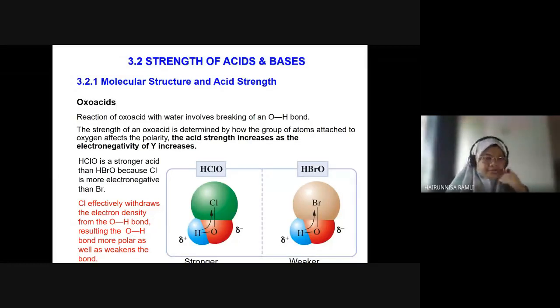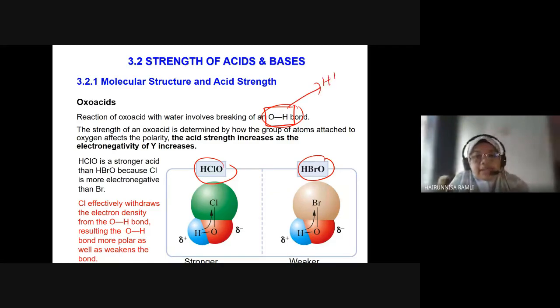Acids yang ada oksigen. So direction of oxo acid, water involved breaking of OH bond. Okay, HClO, HBrO. Basically, oksigen dia bond dengan H. Kita nak tengok bond yang kat sini. Remember, kita nak tengok H plus tu.